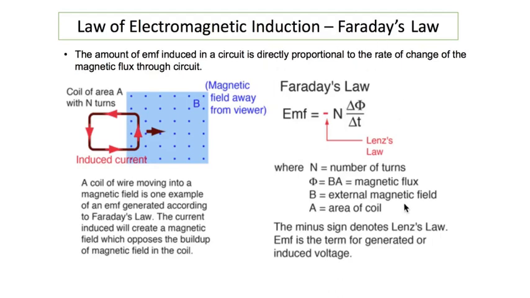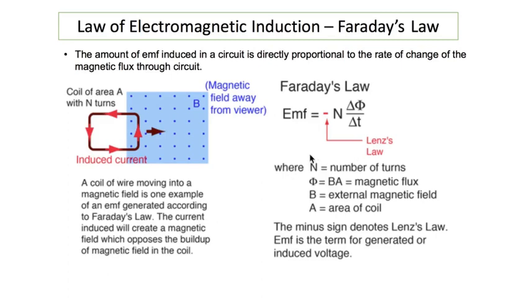For the equation, it's EMF equals the number of turns times delta phi divided by delta time. So it means the initial phi minus the ending phi over the initial time minus the ending time. The negative here means Lenz's law. So we can choose to completely ignore this for Faraday's law because it's not really important for now.